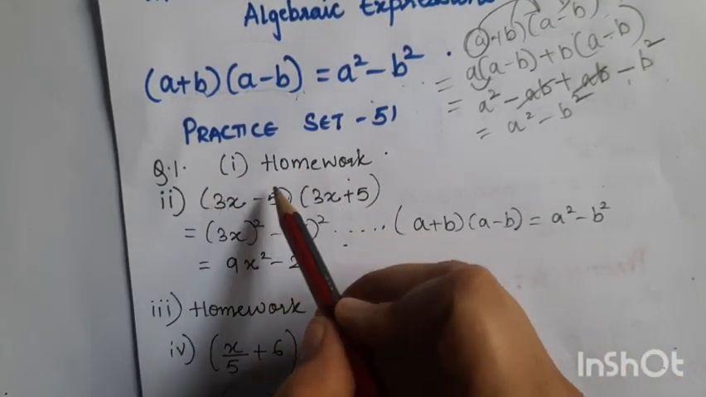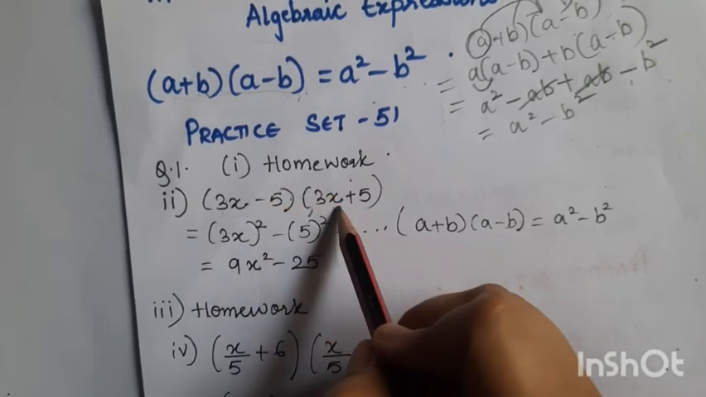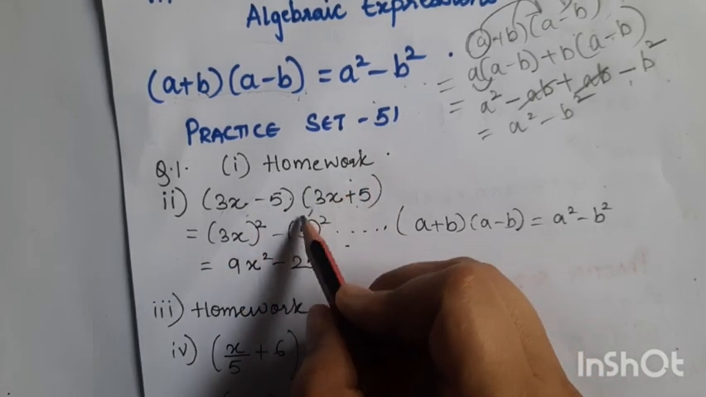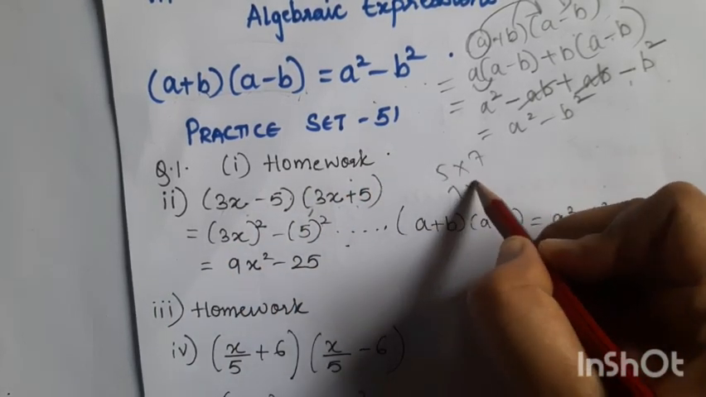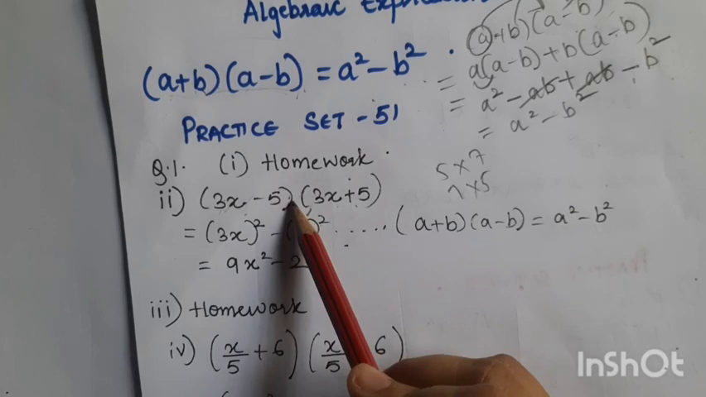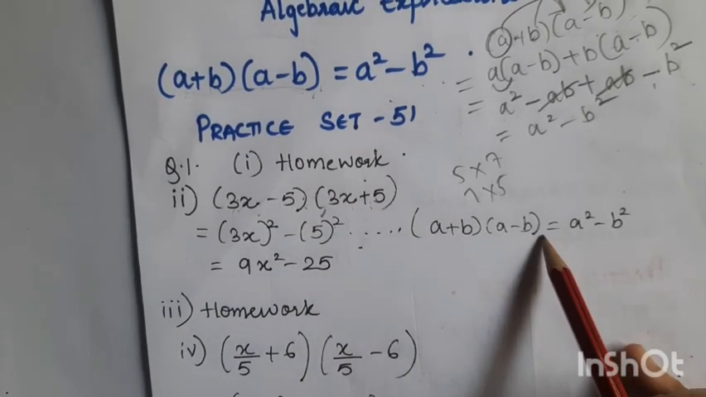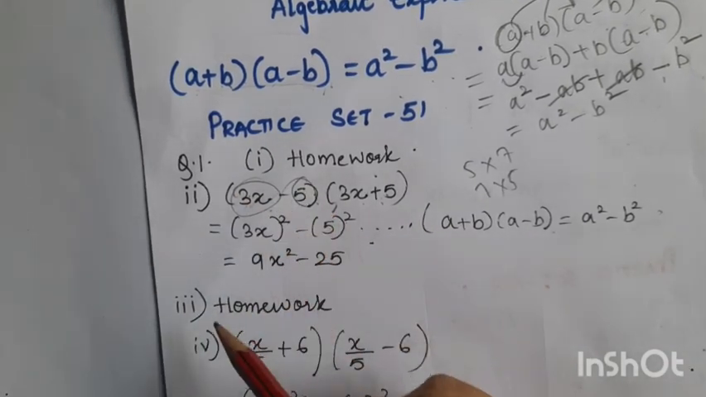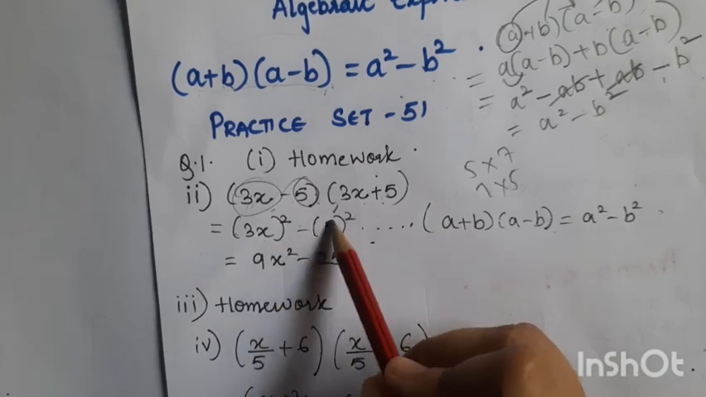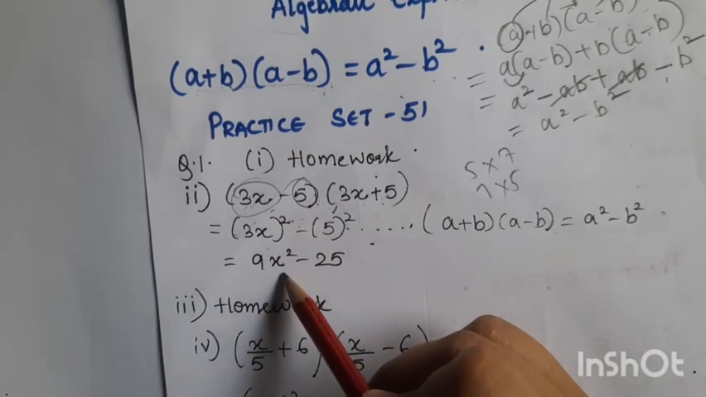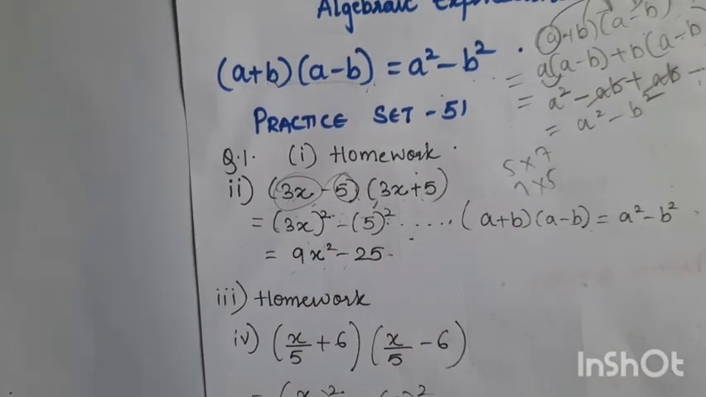Now this is in the form of (a + b) and (a - b), right? Since it is multiplication, minus can come first and plus can go second anyway, because 5 into 7 or 7 into 5 is one and the same. So (3x - 5)(3x + 5) is in the form of (a + b)(a - b), that is a square minus b square. So 3x is your a term and 5 is your b term. So (3x) square minus 5 square. Square of 3 is 9, square of x is x square, minus 5 square is 25. So you get the answer as 9x square minus 25.